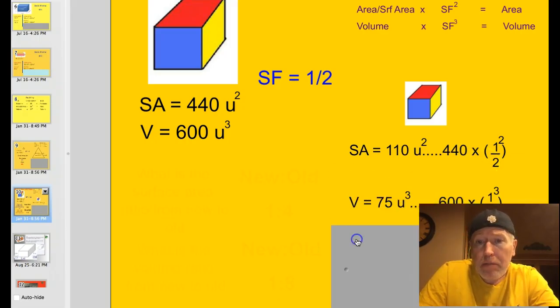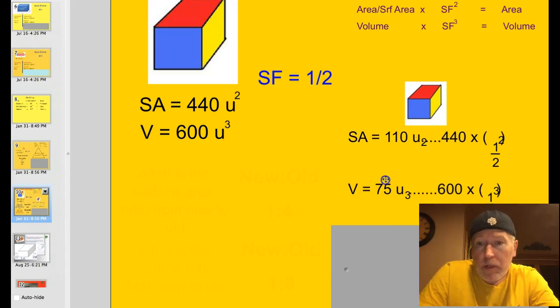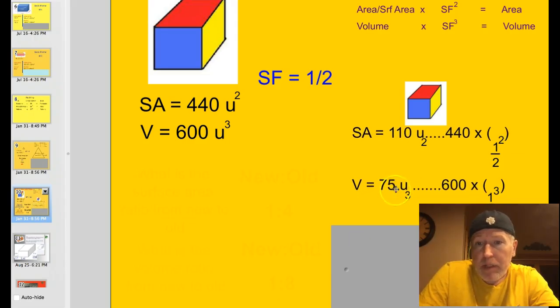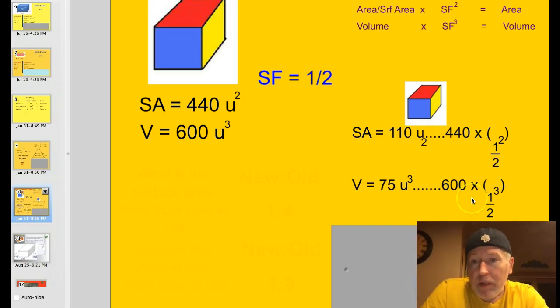The volume was, I'm going to struggle getting this one up here. I'm going to have to slide it just a little bit. Sorry about that. The volume was 600 units times 1/2 cubed, the scale factor cubed. Well, that's really 600 times 1/2 times 1/2 times 1/2, or 600 times 1/8, which is really 600 divided by 8. It's 75 units cubed.